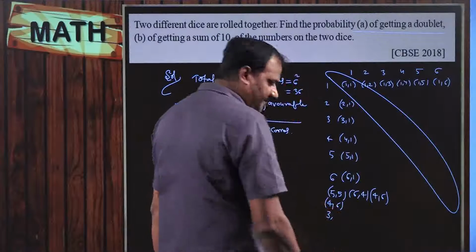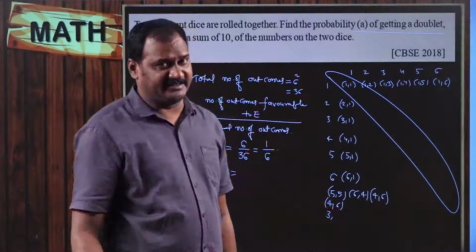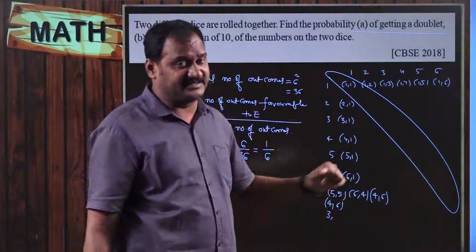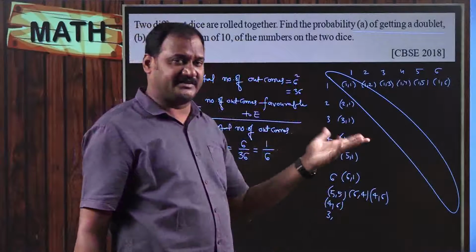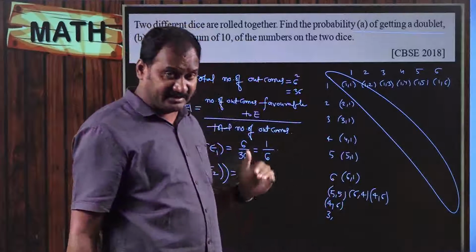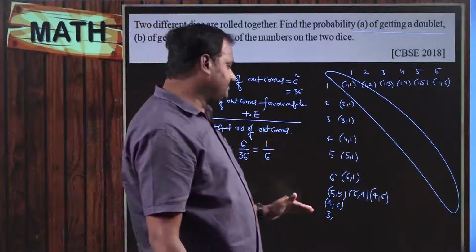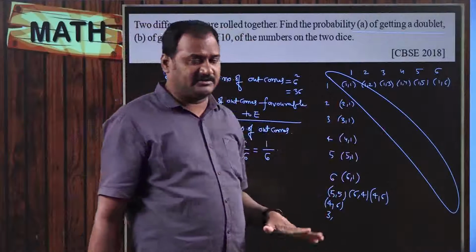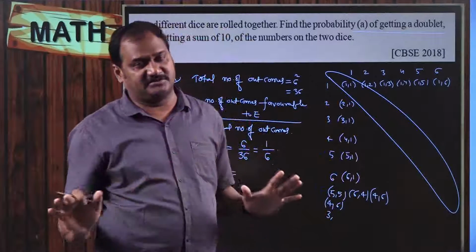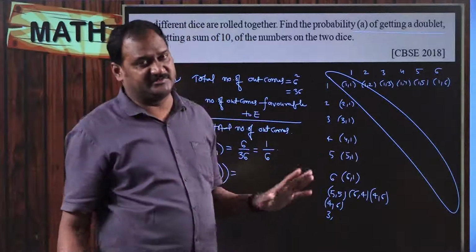Suppose with the number 3. With the number 3 we cannot record anything, because 3 plus 7 is equal to 10, but 7 is not there. So 3 comma 7 and 7 comma 3 will not be available. And with number 2, 2 comma 8, 8 is also not available. So for the numbers 3 and below, there is no possible outcome whose sum is equal to 10.